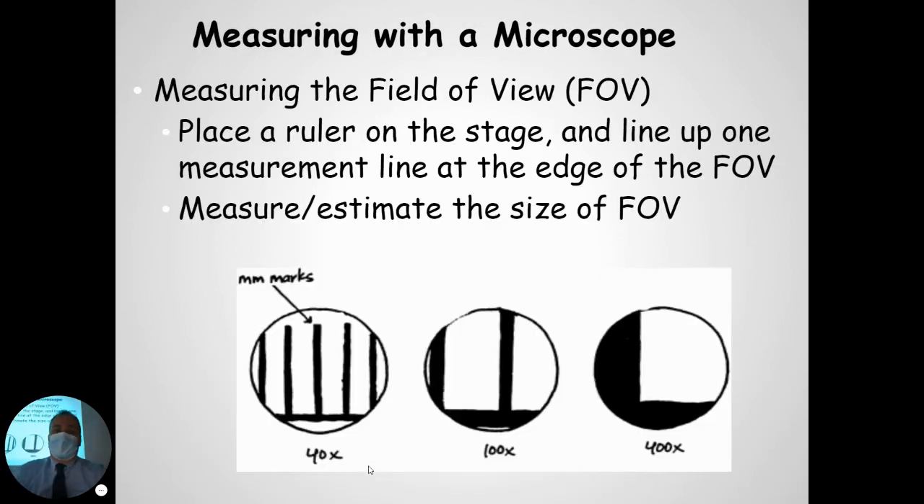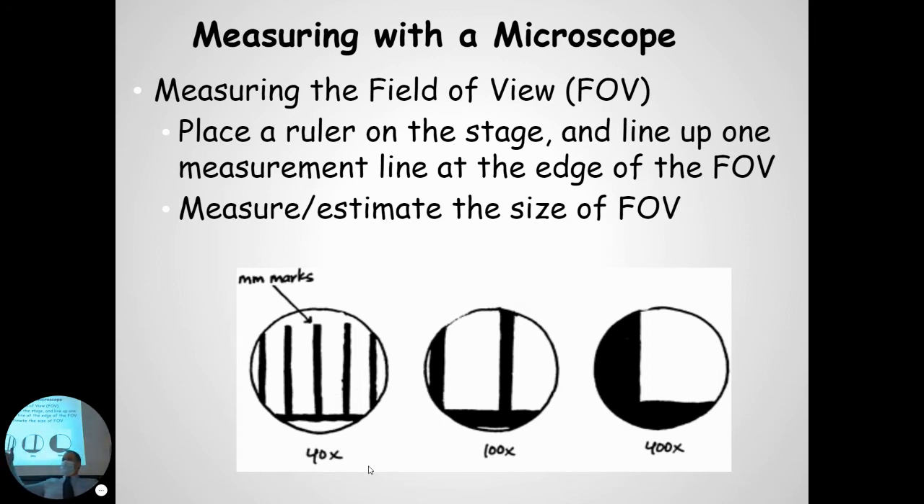You will measure some things with your microscope today. So to do that, what you're going to do is measure the field of view. The circle you see when you look in the microscope is called the field of view. And low power has the largest field of view. So that makes sense. At low power, you could see a wide area.